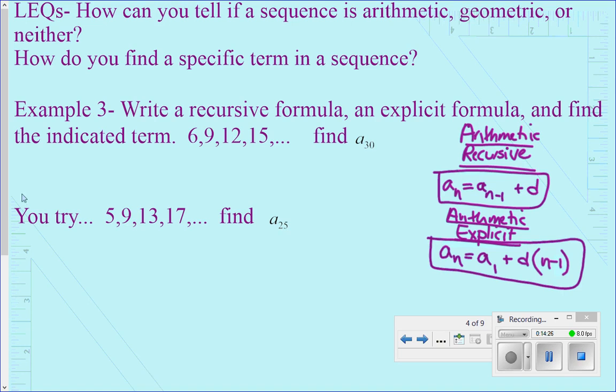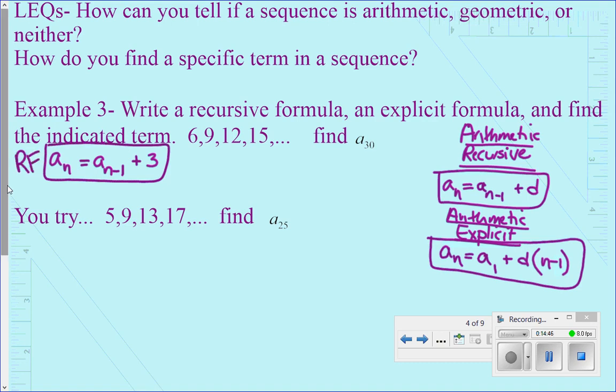So here we go. Recursive formula, a sub n is equal to a sub n minus 1. That I don't plug anything in for. Then all I have to do is write plus d, and the d value is 3 because 3 is what we're adding on each time. That right there is the recursive formula.